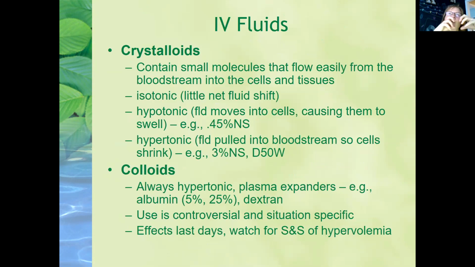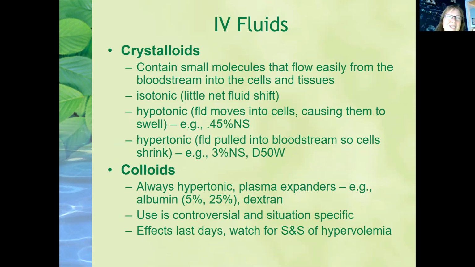Hypotonic fluids, because the fluid has less tonicity, fluid moves into the cells and the cells swell. An example would be half strength normal saline, 0.45 normal saline. So hypotonic causes the cells to swell. And hypertonic solutions pull fluid into the bloodstream. So they pull fluid out of the cells into the bloodstream. And a couple of examples that you might see, D50. Now, we don't usually give D50. Sometimes we do, but we don't usually give it just running in an infusion.